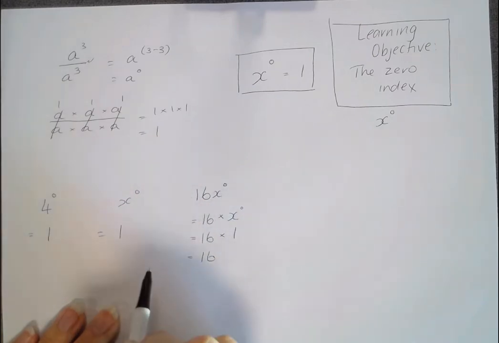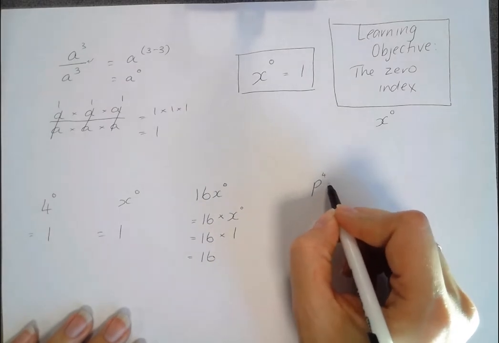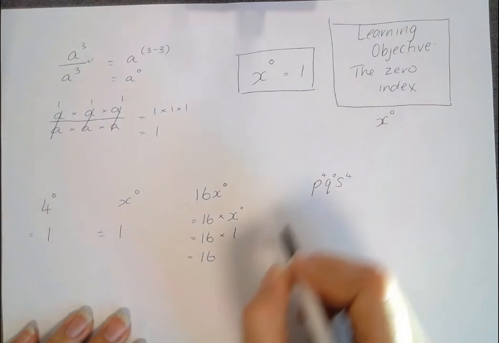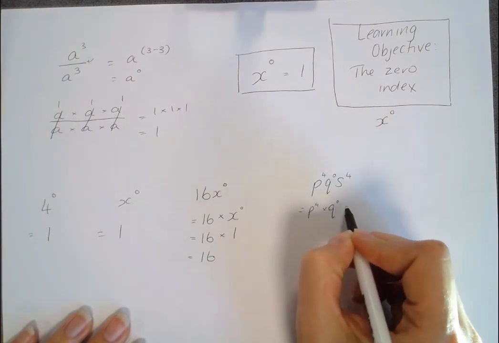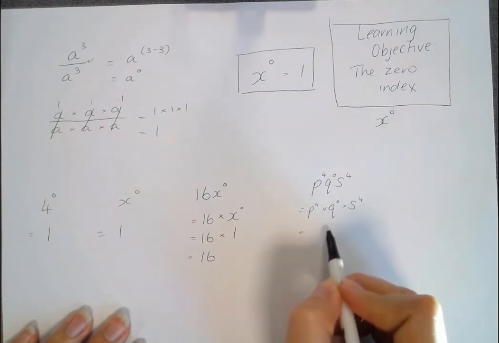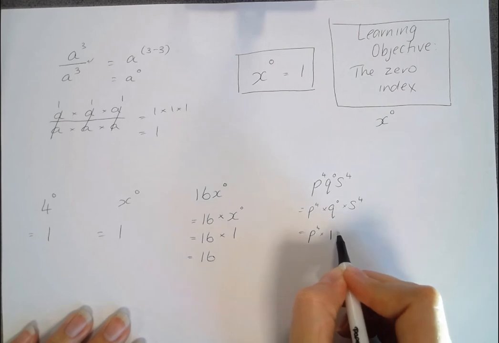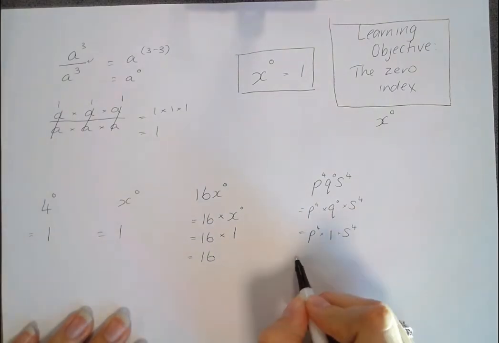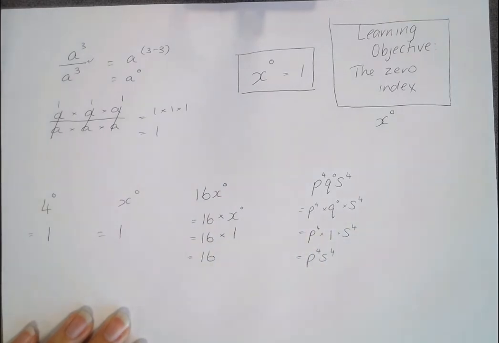Alright, so another example here, let's go for p to the power of 4 times q to the power of 0 times s to the power of 4. Again, we are saying that we've got p to the power of 4 times q to the power of 0 times s to the power of 4. Just because this bit we know equals 1 doesn't mean these bits disappear. So what we've got is p to the power of 4 times 1 times s to the power of 4. So we are left with p to the power of 4 times s to the power of 4.